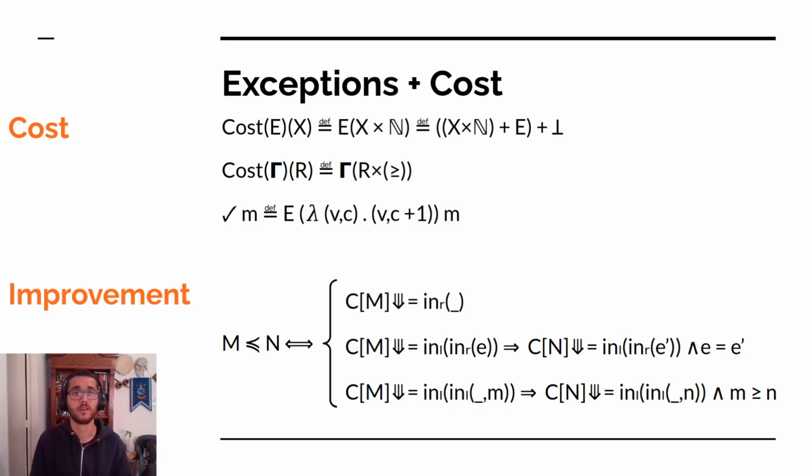As a result, we have a definition of improvement derived from the definition of observational approximation, where M is improved by N if and only if either the evaluation of the term M diverges, or throws an exception E and then so does N, or reaches a value with cost m, and then N also reaches a value with cost n, which is less than or equal to m. So in this case, we reuse the same machinery we had for exceptions to take cost into account and derive a notion of improvement for this effectful calculus.